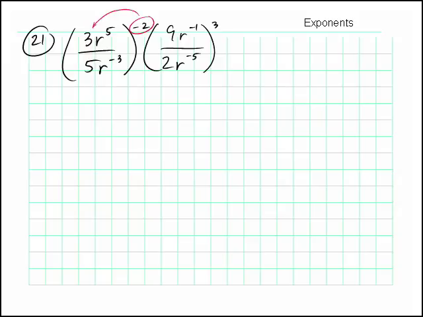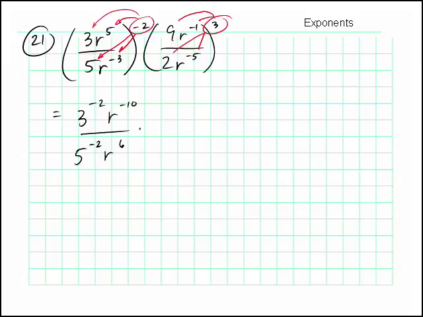So this will be 3 to the negative 2, multiply those exponents there and there, and so that will be, oh, and the 5. Got to go to that 5 as well. So this will be 3 to the negative 2, r to the negative 10. This is 5 to the negative 2, and this is r to the positive 6. Multiply my exponents. Same thing over here. That 3 goes here, and here, and there, and there. So that will be 9 to the 3rd, r to the negative 3, 2 to the 3rd, and r to the negative 15.